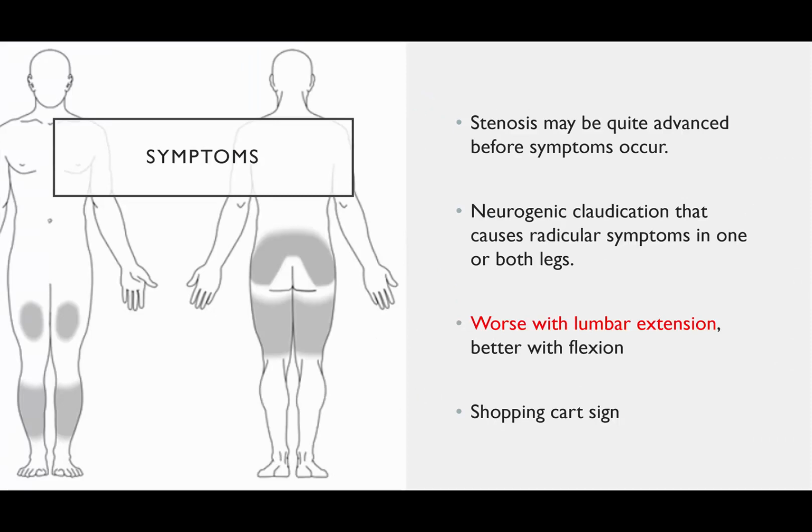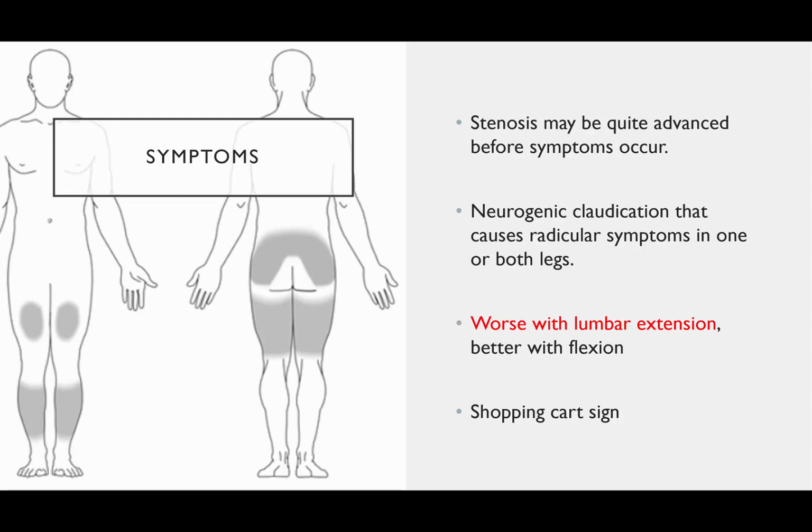So stenosis could be quite advanced before symptoms occur. This is not something that usually suddenly causes pain, but it kind of creeps up on you. Neurogenic claudication that causes radicular symptoms in one or both legs is something you may see. It is typically worse with lumbar extension. So as you're assessing this, you have the patient stand up, you have them lean back, and if lumbar extension causes that pain, especially a radicular pain, you would be concerned that that could be from stenosis. And then when they flex forward, their pain improves.